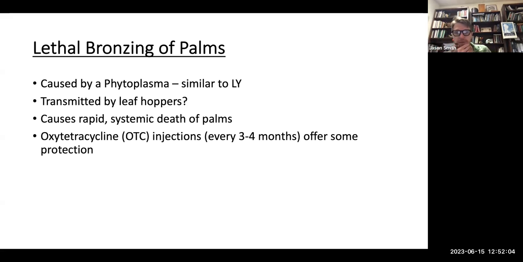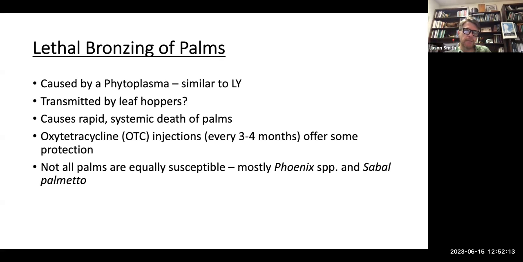Historically, basically, the only thing that could be done was to treat the palms with antibiotics preventatively. But we know that not all palms are equally susceptible, but Phoenix and Sabals are highly susceptible for sure. And things like Bismarckia are susceptible.